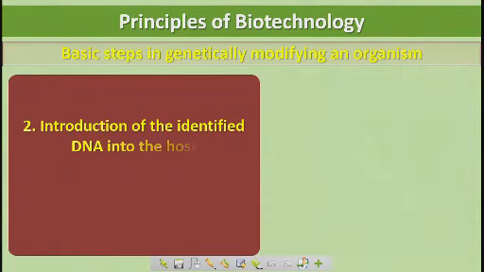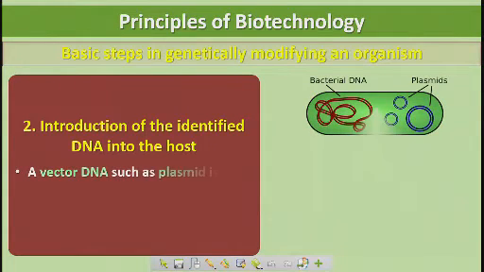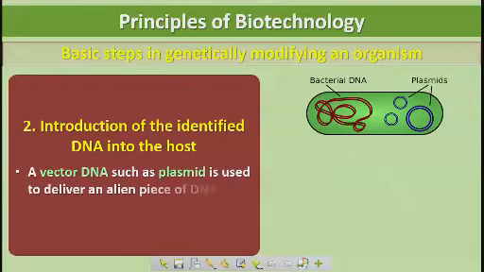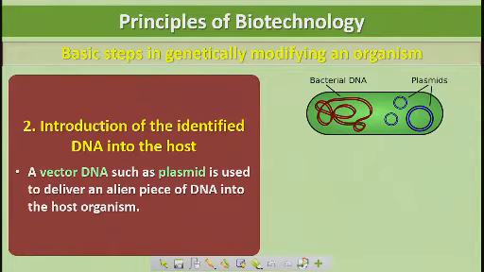Next is the introduction of the identified DNA into the host. A vector DNA such as plasmid or viruses is used to deliver an alien piece of DNA into the host organism. Alien piece of DNA means the foreign DNA or the DNA with the desired character.